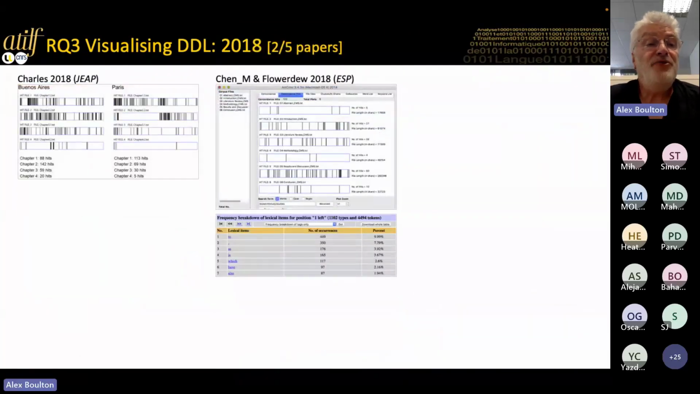2018. Interesting here, there were only 5 papers which met our criteria published in 2018, and only 2 of them included screenshots. And both of them used a representation similar to what I showed you earlier for DDL. In Charles, it's one student, a doctoral student, who had each chapter of her PhD looking at the frequency of occurrence of particular words in different chapters of her PhD. And in Chenna Flowerdew, this was a chemistry corpus, so looking at different parts, the abstract, introduction, methodology, results, discussion, etc., with frequencies underneath as well.